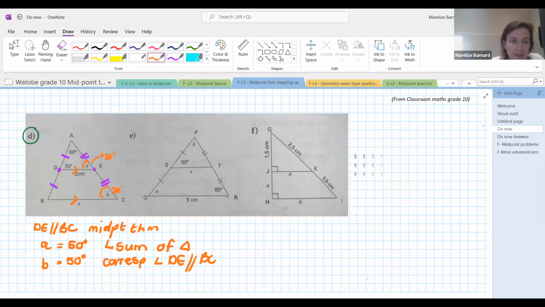And now lastly, we're going to solve for x. What is x equal to? X is 4. Well done, Eunice and Lydia. X is 4 because of the midpoint theorem.